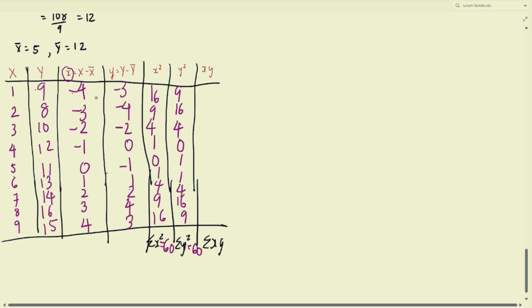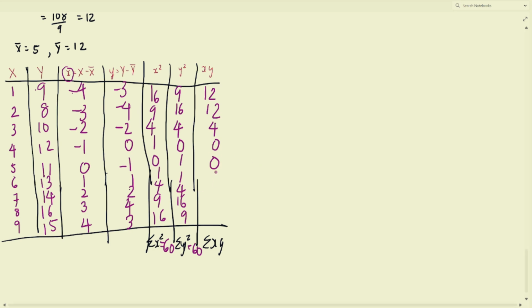Now xy. Basically we have to multiply both. 4 into 3 is 12. 4 into 3 is again 12. 2 into 2 is 4. 0, 0, because one of the values is 0, and 0 into anything is 0. Then 1, 4, 12 and 12. After summing up we get the value 57.